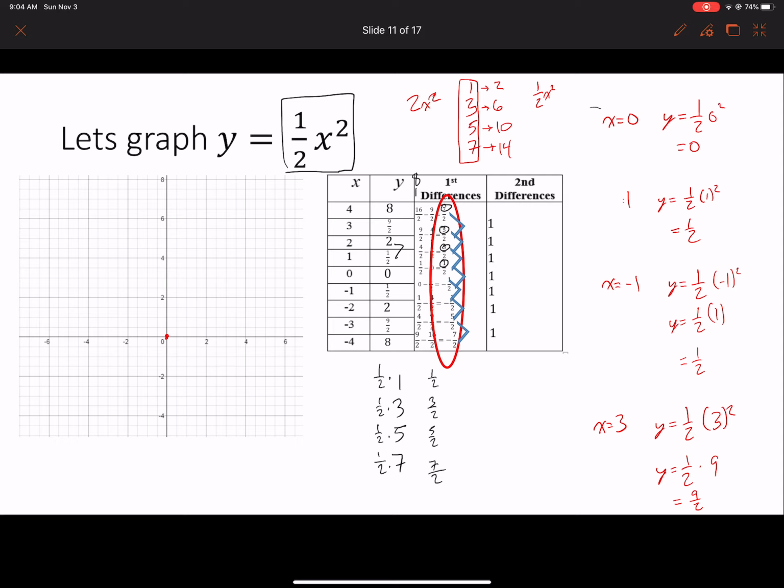So what does that mean? That means our step pattern is determined by whatever multiplies x squared. If it's half times x squared, our step pattern now becomes half of what it normally would be. Normally it would be 1, 3, 5, 7. Now it's half, 3 over 2, 5 over 2, and 7 over 2. So if I was to graph it, if I go one step here, I'm only going to go halfway.